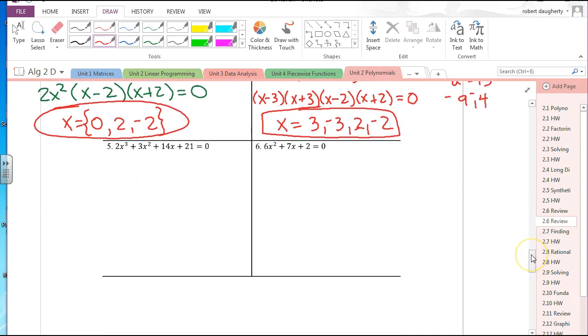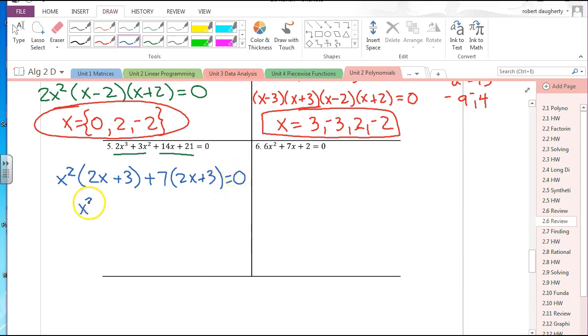Number 5. So I see 4 terms there. The only way I've learned to factor something like this so far is by grouping. So I look at those first 2 terms. What do they have in common? They have an x squared. So it's x squared, and I'll be left with what? 2x plus 3. If I look at the next 2 terms, they have a 7 in common, and I'm left with 2x plus 3 equals 0.